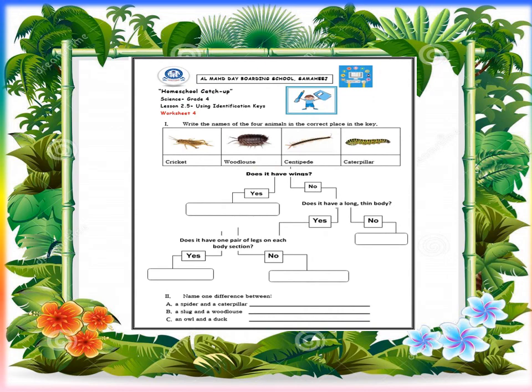Lesson 2.5, Using Identification Keys. On your student book, it is on page number 32 to 33.